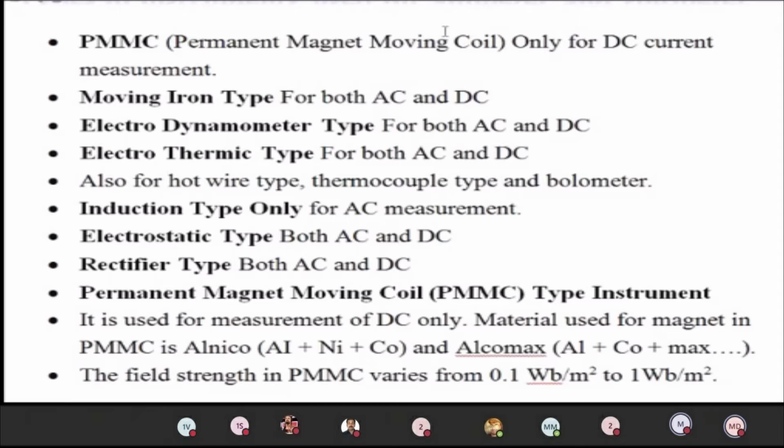And the fourth point is electrothermic type for both AC and DC, and induction type only for AC measurement. So induction is possible only in AC. This is a well-known theory for us. Electrostatic type, you can use both AC and DC. Similarly, rectifier type, you can use both AC and DC because both AC and DC are involved in it.